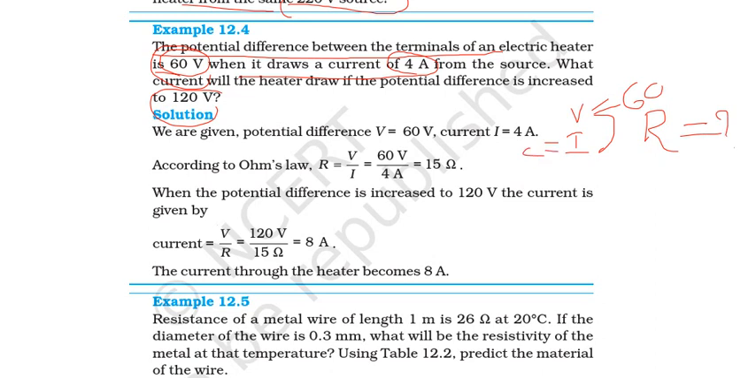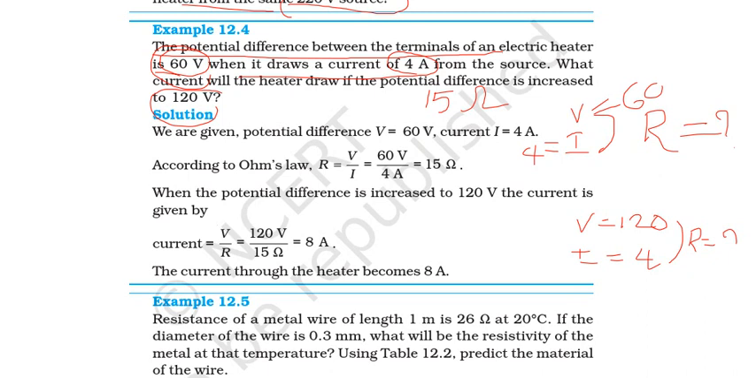And in the second case, take the V value as 120 and the same I value, how much? 4 only. From these two conditions find the R value, right? Here it is 60 by 4, that is how much? 4 ones are 4 and 4 fives are 20. The R value is 15 ohms from the first condition. In the second condition, 4 twos are 8, 4 threes are 12. And here we have to find the current. In the second condition, you have to find the current value.